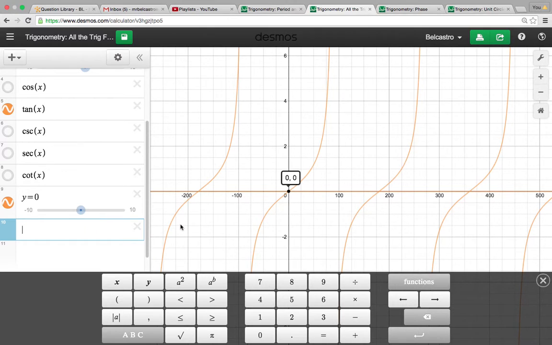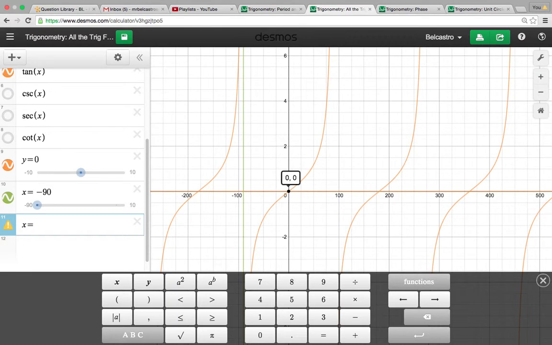It kind of looks like x cubed. Oh, like x cubed. Oh, you're right. It does look like a cubic function. You're right. X is equal to negative 90. Yep. And x equals positive 90.